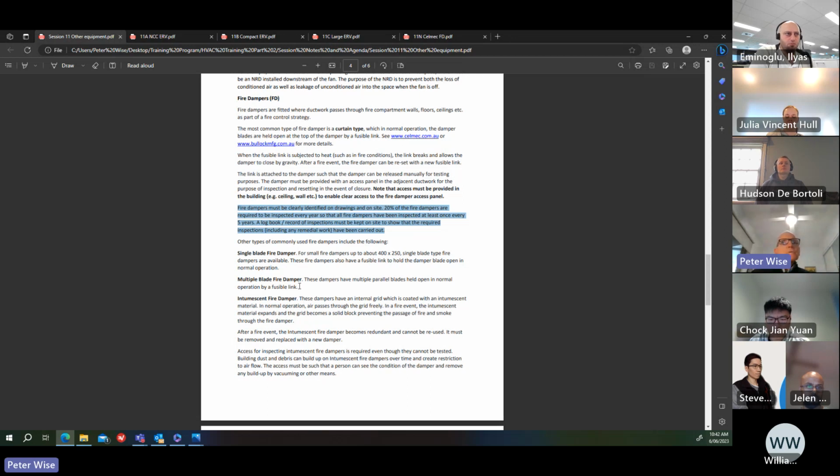Some other types of fire dampers, and there are various types, you can have a look at those references I gave you for Selmec or Bullock and see the different types. You can get single blade dampers up to about 400 by 250. Again, they have a fusible link to allow them to operate. You can have multiple blade fire dampers, with multiple parallel blades held open in normal operation by a fusible link.